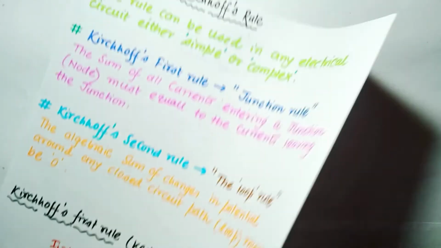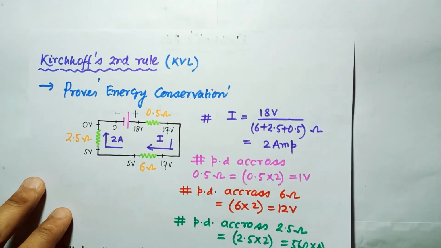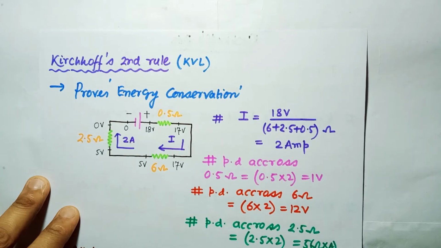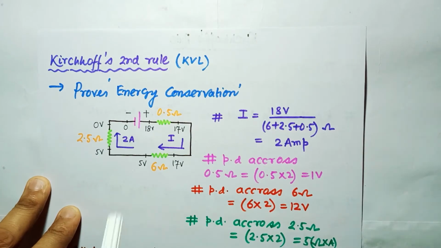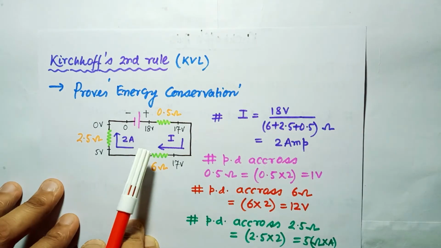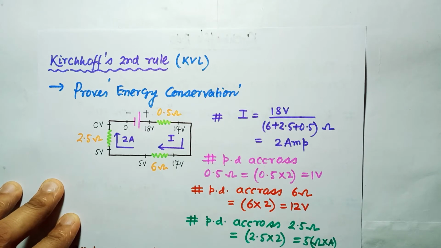Now this is Kirchhoff's second rule, or better to say Kirchhoff's voltage law. The second rule, or loop rule, is the conservation of energy. Here we get to know that whatever energy is supplied by the EMF or external voltage source must be transferred into other forms by the devices in the loop, as there is no other way that energy can be transferred into or out of the circuit.